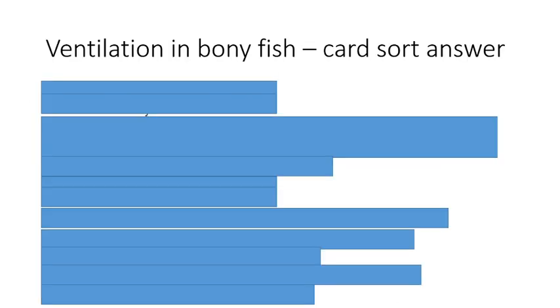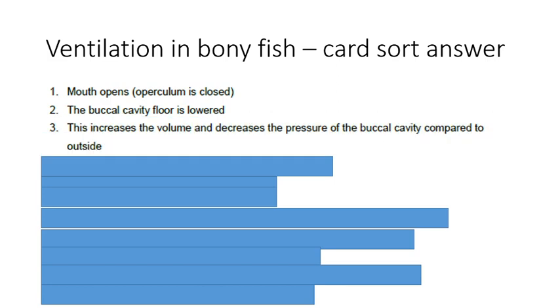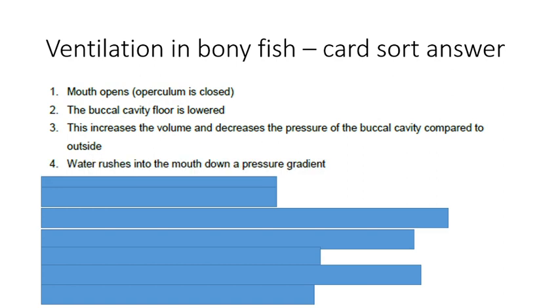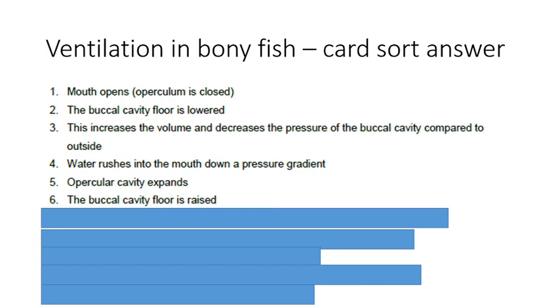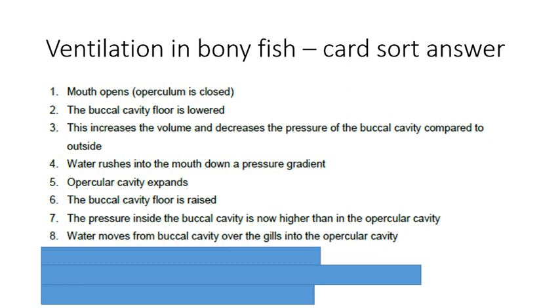Hopefully I did mix it up, and your answer should have been, the mouth opens. Lower the buccal cavity floor. What you're doing there is increasing the volume inside the buccal cavity, and therefore decreasing pressure of it compared to the outside world. Water will rush into the mouth down a pressure gradient. The opercular cavity expands. Think of it, that's increasing its volume. You raise the buccal cavity floor, which lowers the volume of the buccal cavity. So the pressure inside the buccal cavity is now higher than the opercular, so water moves over the gills into the opercular cavity.